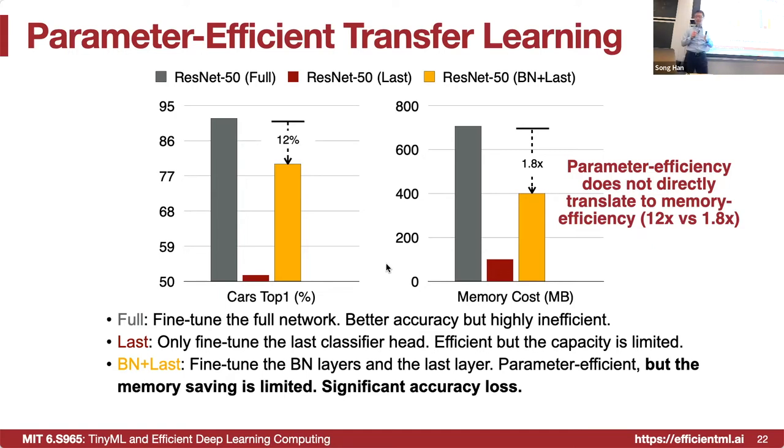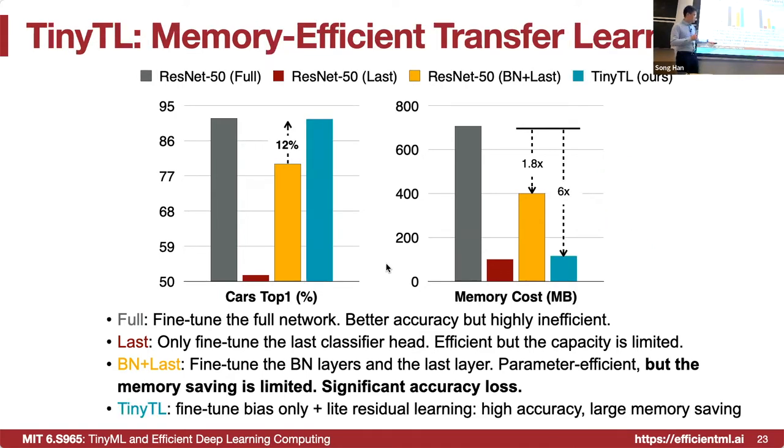This research called TinyTL, Tiny Transfer Learning, proposed another approach: fine-tune only the bias. In W times A plus B, we only fine-tune the bias, which doesn't require saving any input activation during backpropagation. And it uses lite residual learning to compensate for the loss of capacity, right? It can recover the accuracy as before and also bring a significant reduction in total training memory, okay? So this is the key idea of TinyTL, and let's see in more detail how that works.